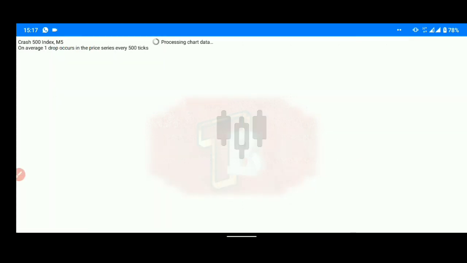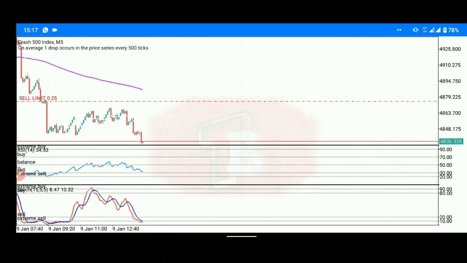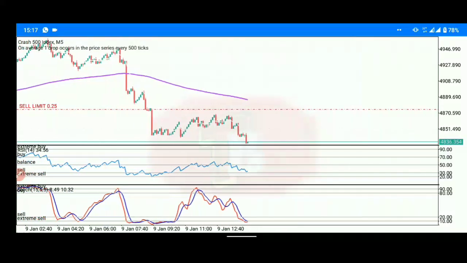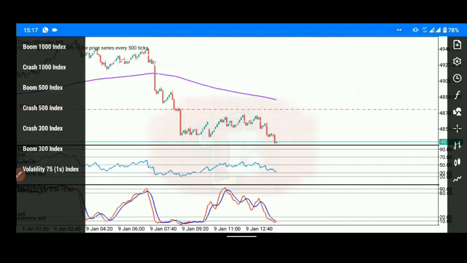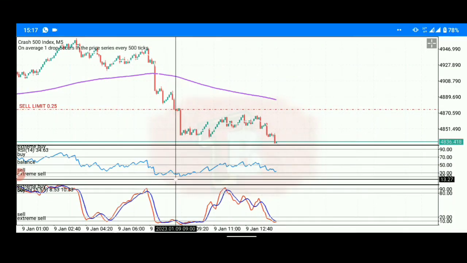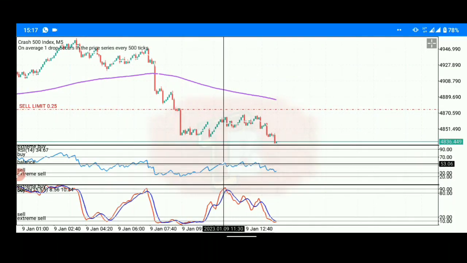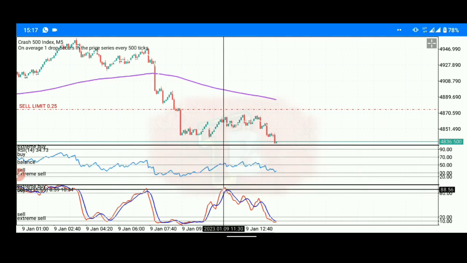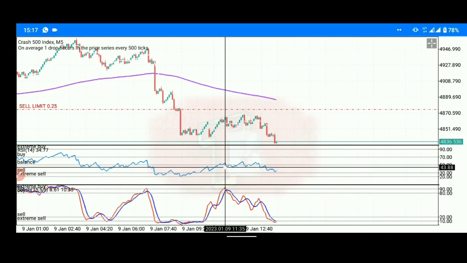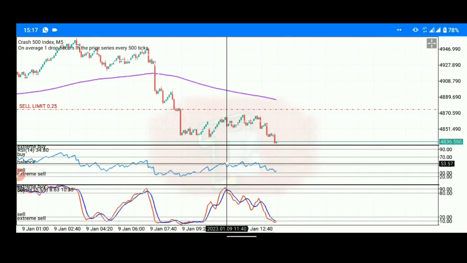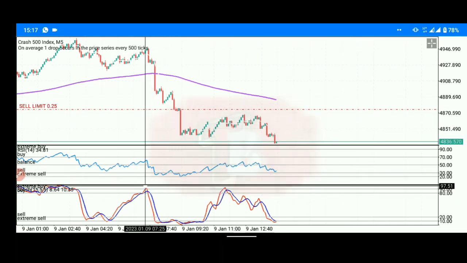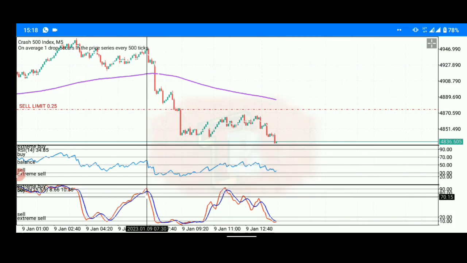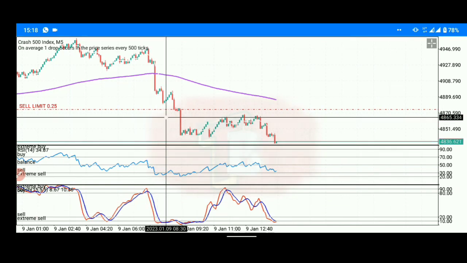So let's check Crash 500. Okay, you see, I even entered a position up there, but it didn't pick me. I was waiting for it to reach, but it didn't reach. If you check this one now, it reached there. This is at the 50th level. Remember, it's already a downtrend all the way from here.